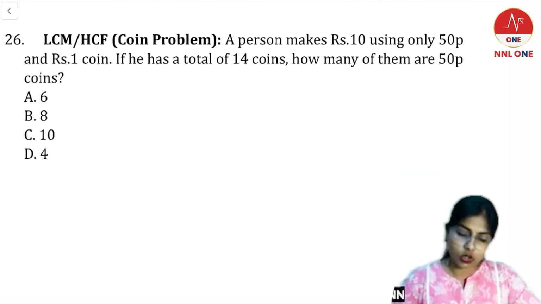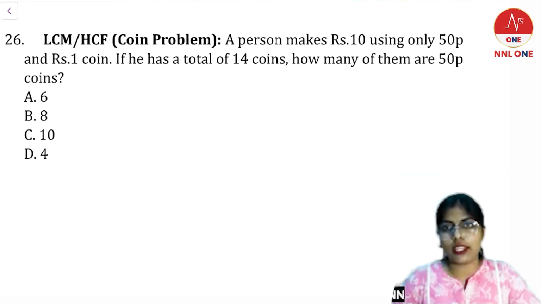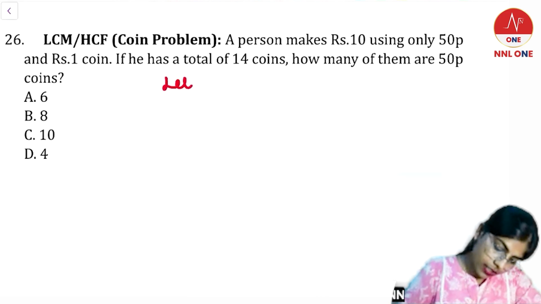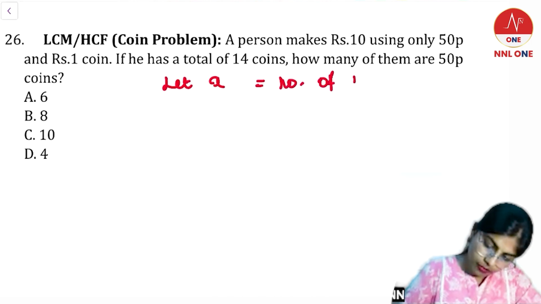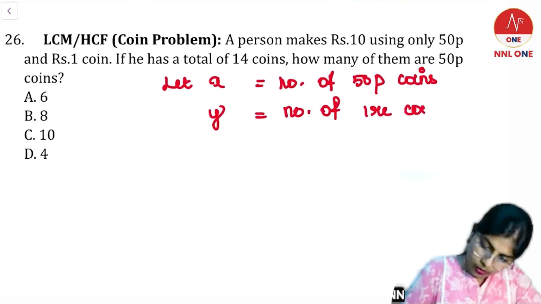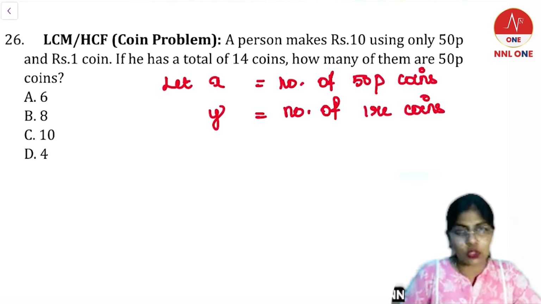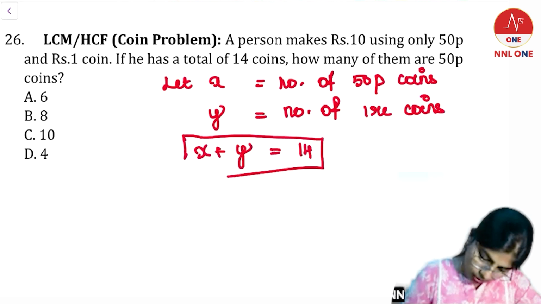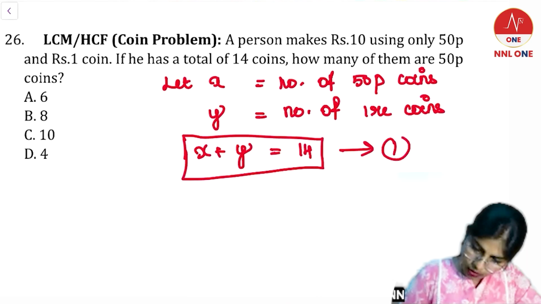So we don't know how many 1 rupee coins there are and how many 50 paise coins there are. So we'll take x equal to the number of 50 paise coins. And we can assume y is equal to the number of 1 rupee coins. So if he has a total of 14 coins, x plus y is going to be equation 1, equal to 14. Since the total number of coins is 14, x plus y is 14.